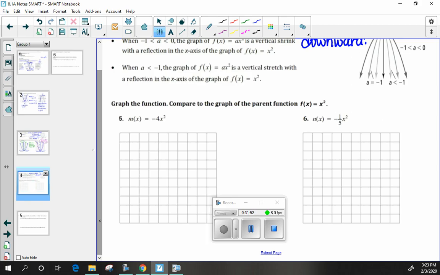So I want you to think about the fact that that's going to do 2 different things. The negative, just the negative by itself, is going to make this open downward. And then the 4 is greater than 1. So we would still expect this to be a vertical stretch by a factor of 4, okay?